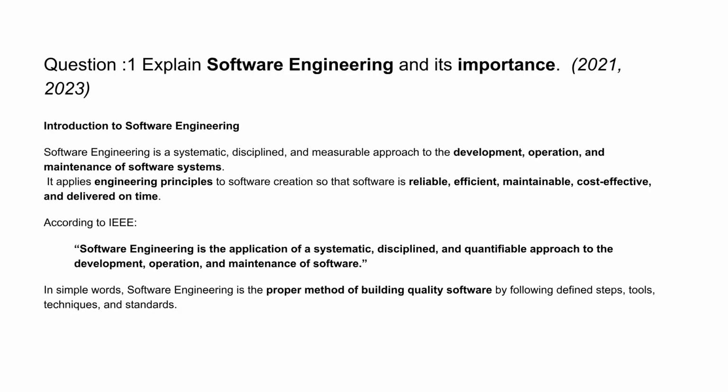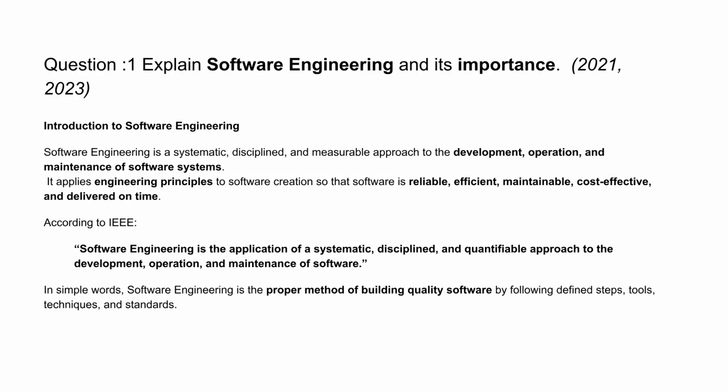Question 1. Explain software engineering and its importance. 2021-2023. Introduction to Software Engineering. Software engineering is a systematic, disciplined, and measurable approach to the development, operation, and maintenance of software systems. It applies engineering principles to software creation so that software is reliable, efficient, maintainable, cost-effective, and delivered on time.